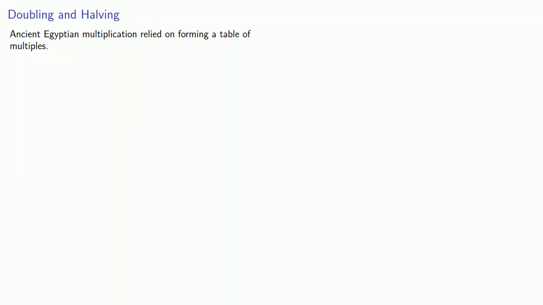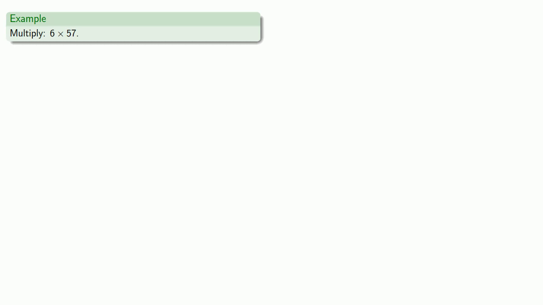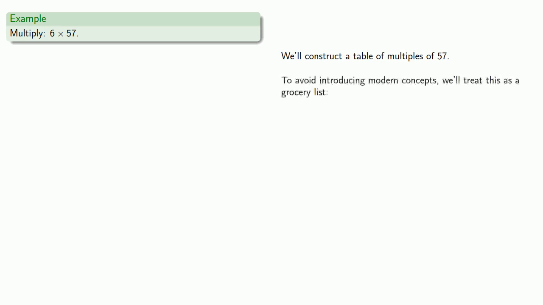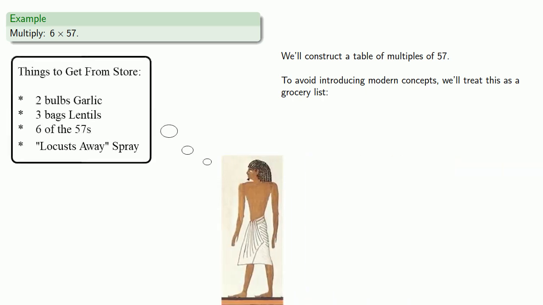Ancient Egyptian multiplication relied on forming a table of multiples. Now, this does require us to multiply a number somehow, and so it's worth keeping in mind that the two easiest multiples of a number are twice the number and 10 times the number. So let's multiply 6 times 57, and we'll construct a table of multiples of 57. Now, to avoid introducing modern concepts, we'll treat this like a grocery list. In this case, our grocery list says to pick up 6 of the 57s.